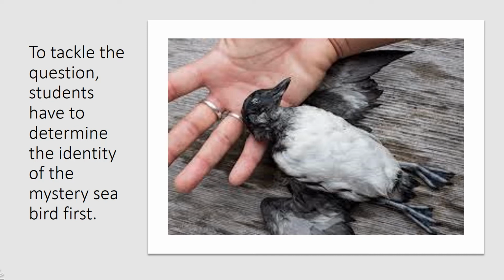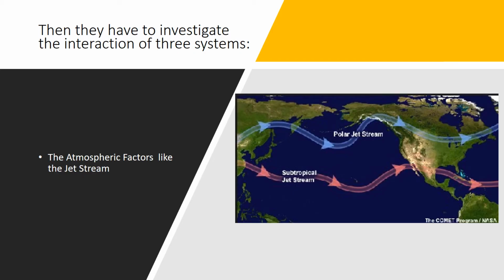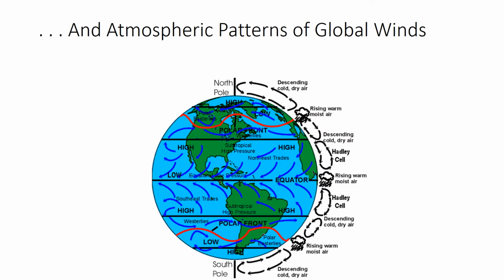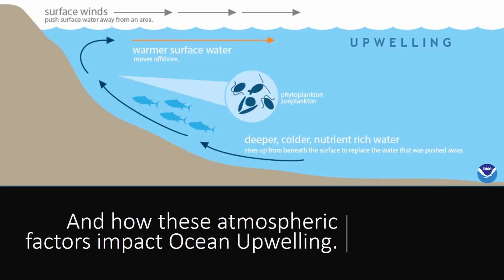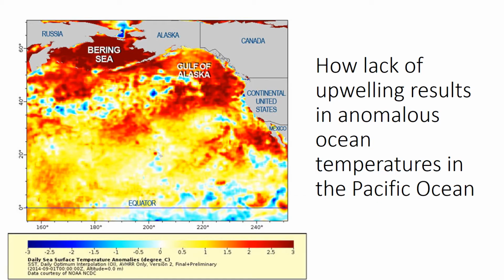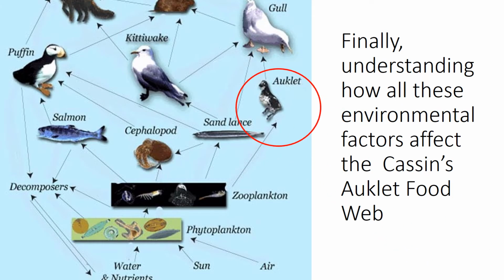To tackle the question, students have to determine the identity of the mystery seabird first. Then they have to investigate the interaction of three systems: the atmospheric factors like the jet stream, and atmospheric patterns of global wind. How what's happening in the atmosphere affects ocean variables like ocean currents. Understanding of how these factors affect upwelling. Understanding the effects of anomalous ocean temperatures in the Pacific Ocean. Finally, understanding how all these environmental factors affect the Cassin's auklet food web.